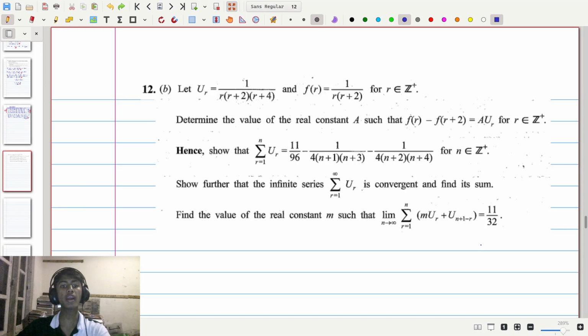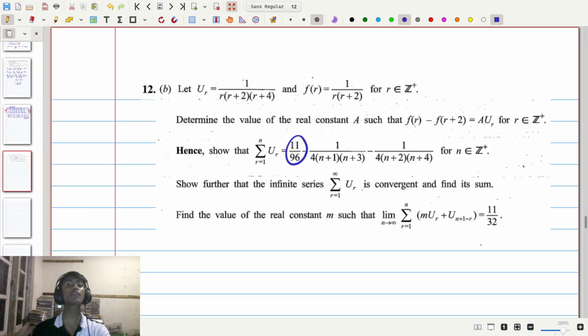After this, we are finally asked to find the value of the real constant m such that if you take the limit as n approaches infinity of the sum from r equals 1 up to n of m times u of r plus u of n plus 1 minus r terms, you need to find the value of m such that this entire sum gets closer and closer to 11 over 32, which we can see is curiously equal to 3 times what we have here.